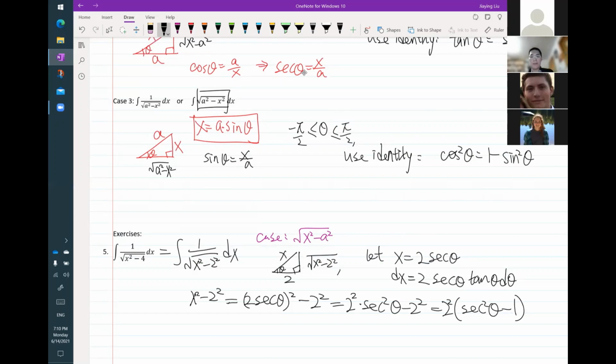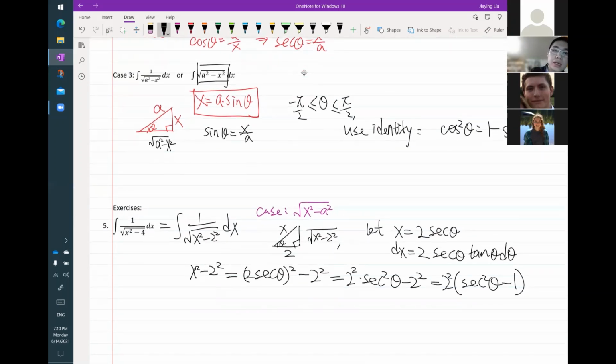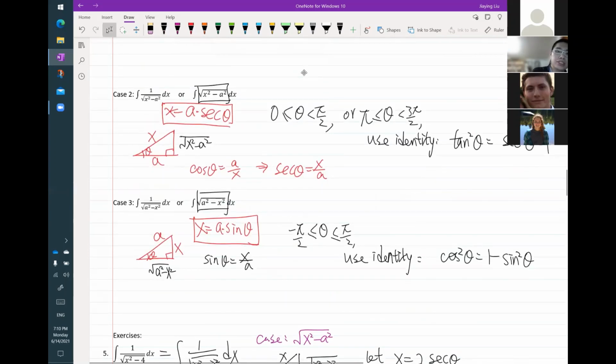And as you can see, if you recall, why did I set x equals 2 secant theta? You can go back to the second case I wrote. Every time you see square root of x squared minus a squared, you can immediately think about using this specific substitution to make it easy, right?